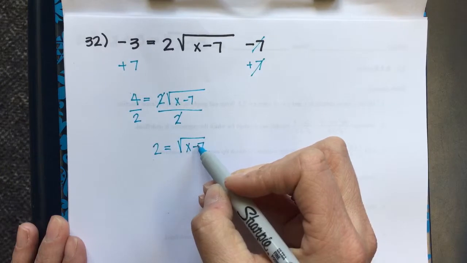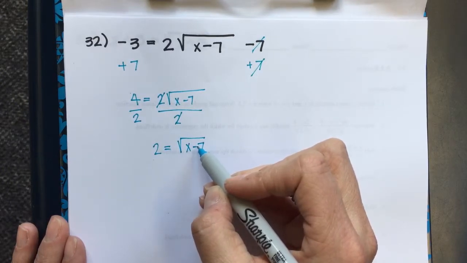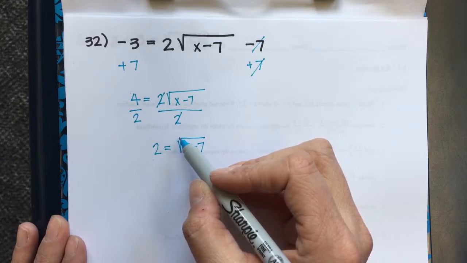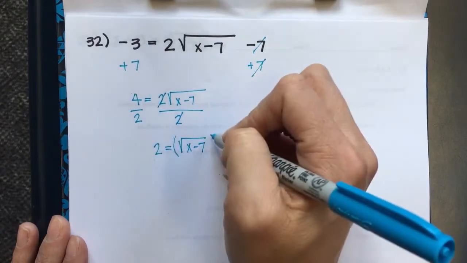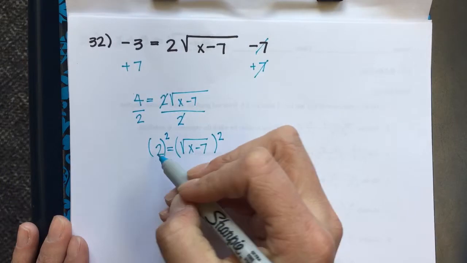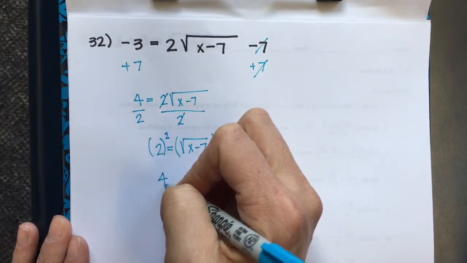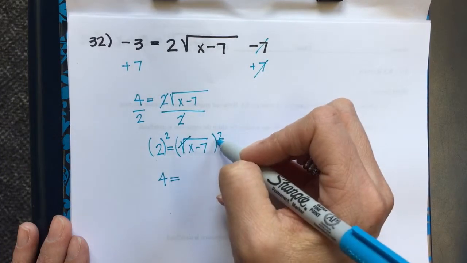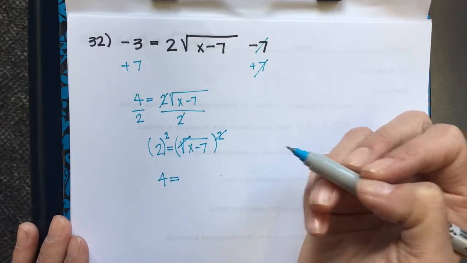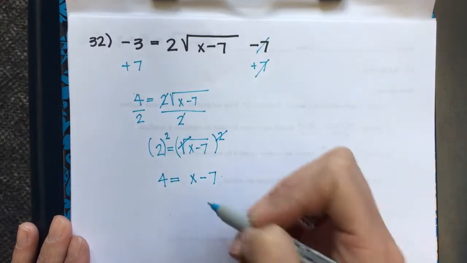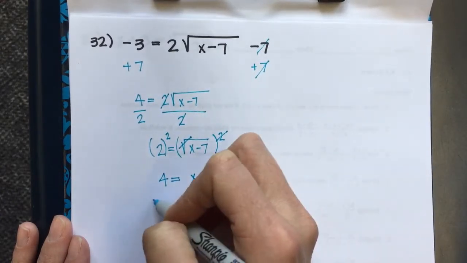I have the radical isolated now. I need to raise it to a power to cancel it out. If there is not a root written, if it doesn't have an index, then it automatically is a 2. So I'm going to use 2 for my exponent on both sides. 2 squared is 4. On the right-hand side, a square root and squaring a number are inverses, so those cancel. X minus 7. And then we add 7 to both sides.